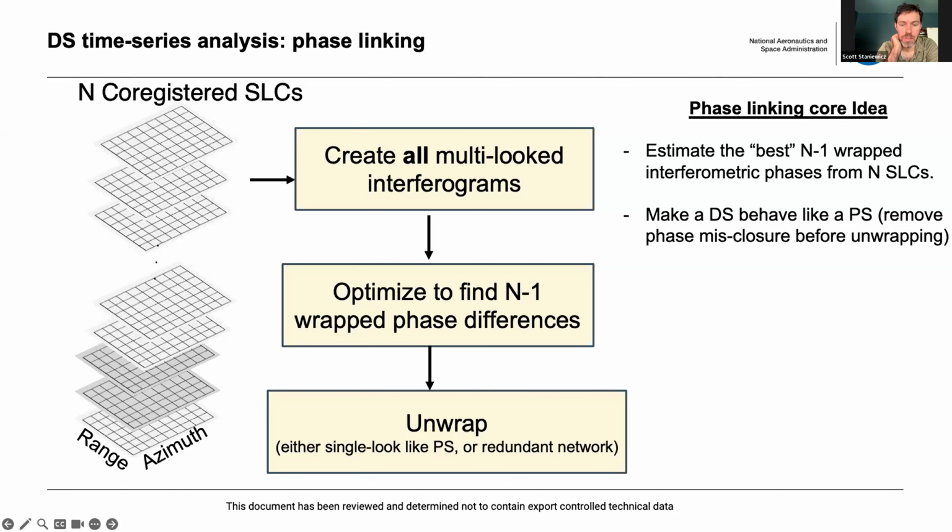And these are supposed to be cleaner, phase filtered. There's a lot of ways you can look at it. They can be the best estimate if you form a probability model and then you do some kind of maximum likelihood optimizing. Another way to think of it is that you're basically making a distributed scatterer, which after you've multi-looked, no longer has the same properties as a PS. You make it look like a PS again by getting one single time series.